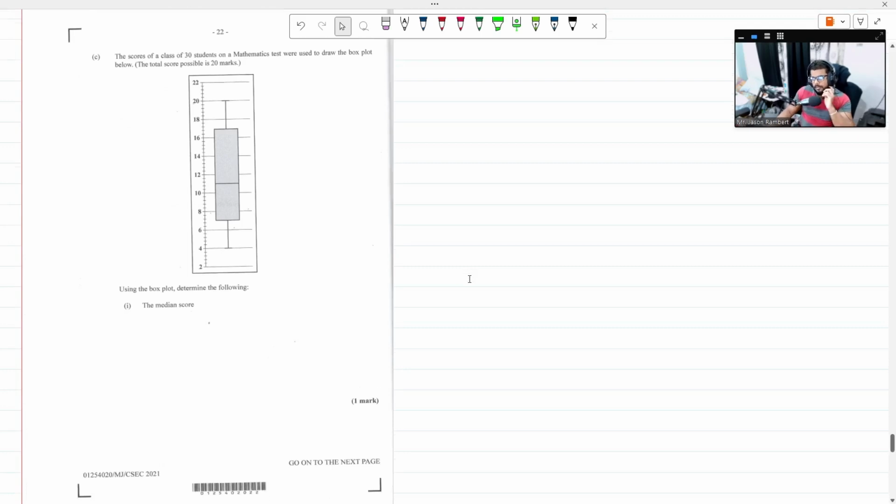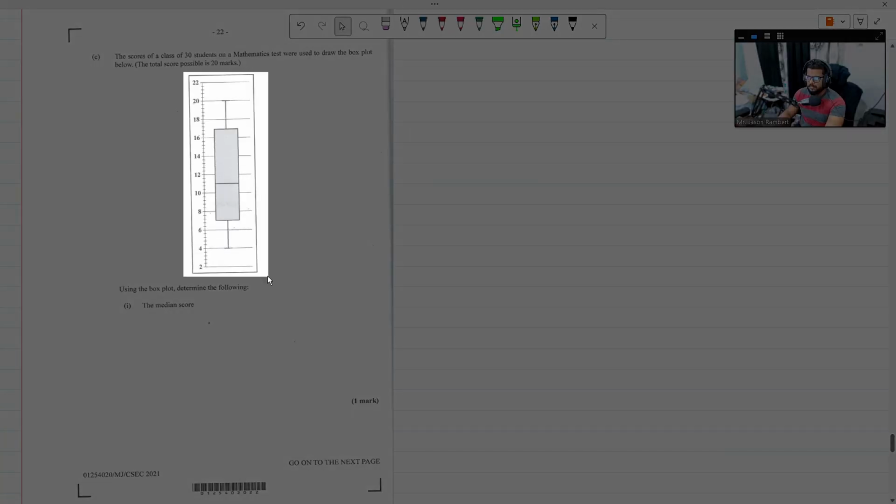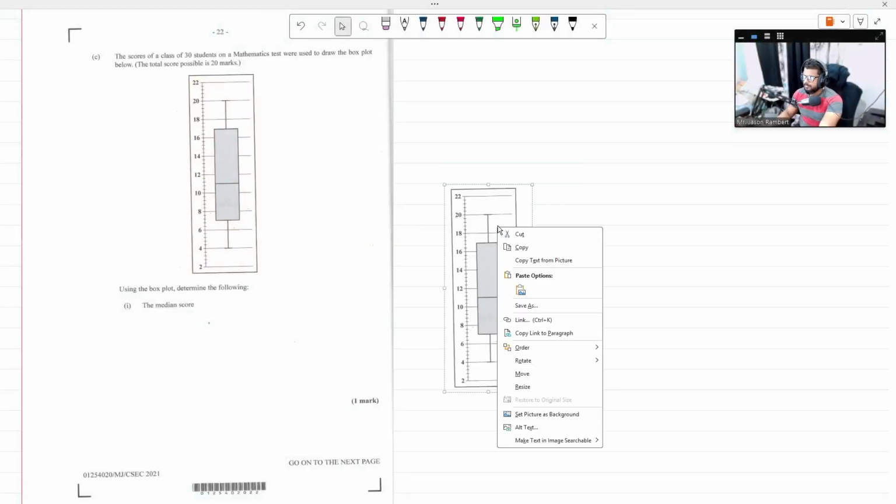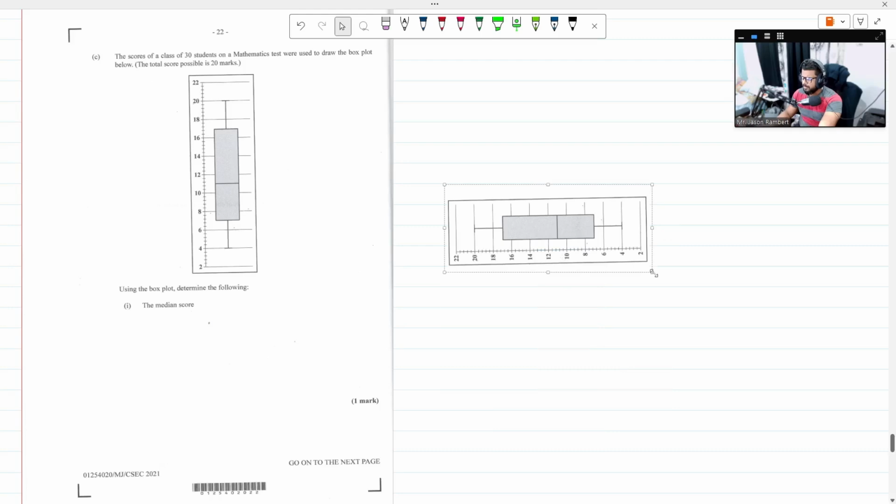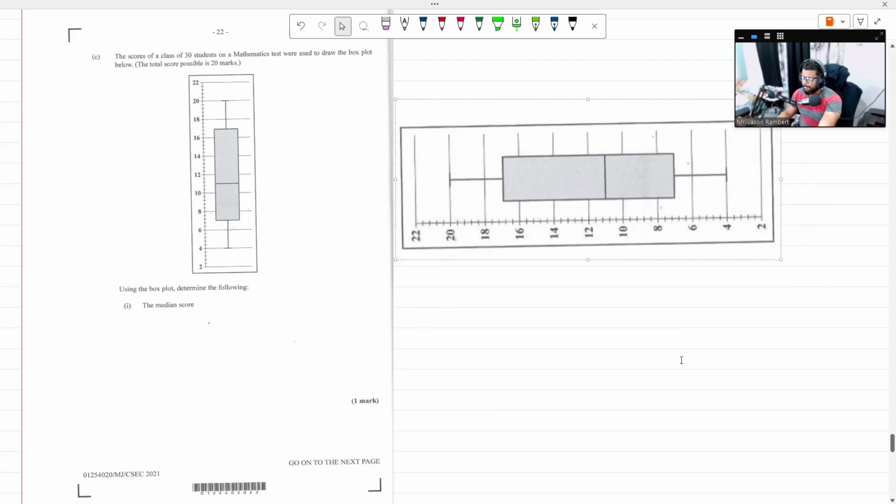All right, box plot. Make it bigger. All right, so calculate the median score. I had a guesstimate here. The median score is looking like 10... This is halfway between 10 and 12, so this is going to be 11 here. It's looking like 11.